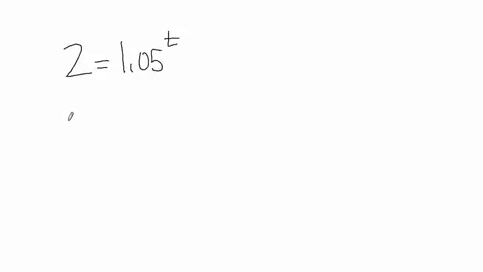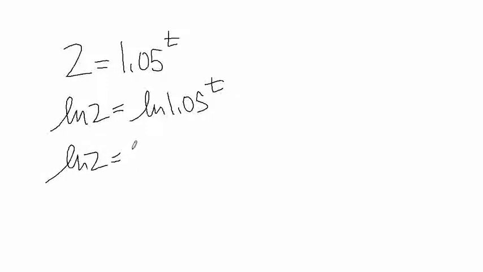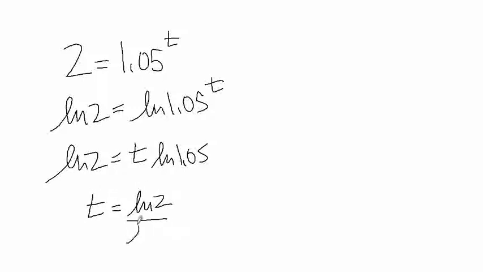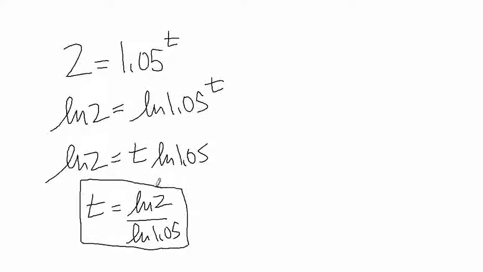Okay, so I'll go ahead and solve it now, taking the natural log of both sides. And again, the base that you use doesn't matter. Natural log of 2 equals the natural log of 1.05 raised to the t. So the natural log of 2 is t times the natural log of 1.05. So t is the natural log of 2 divided by the natural log of 1.05. That's how many years you have to wait to double your money.